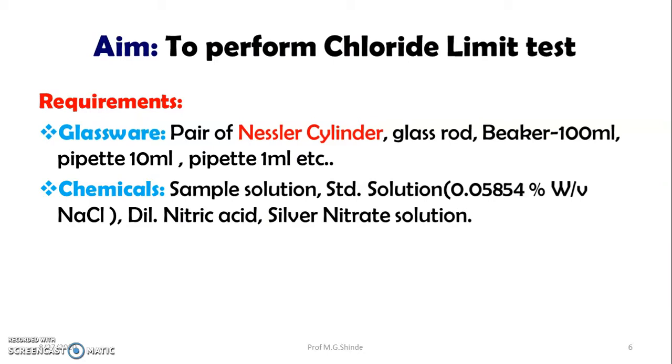Today's practical aim is to perform the chloride limit test. The requirement is glassware and chemicals. Glassware: a pair of Nessler cylinders, glass rod, 100 ml beaker, 10 ml pipette, 1 ml pipette. Chemicals: sample solution, standard solution of 0.0584% weight by volume of sodium chloride, dilute nitric acid and silver nitrate solution.